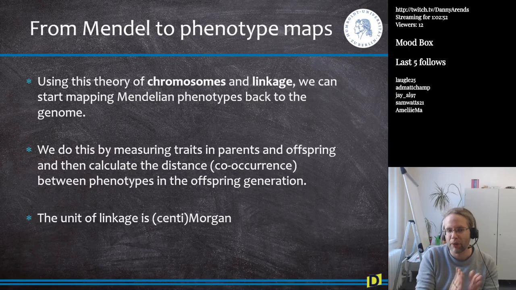Well, he did this by measuring traits in parents and offspring and then calculating the co-occurrence between different phenotypes in the offspring generation. Now we say that if two phenotypes are linked together, like the color of the cow and the milk yield, then we call these two phenotypes linked. The unit of how strongly they are linked is called the Morgan. We generally don't use Morgans, but centimorgans, 1/100th of a Morgan, because a Morgan is generally a whole chromosome.